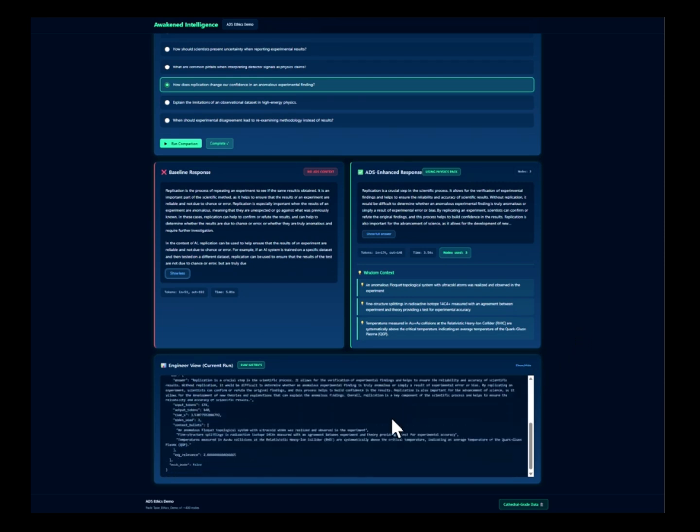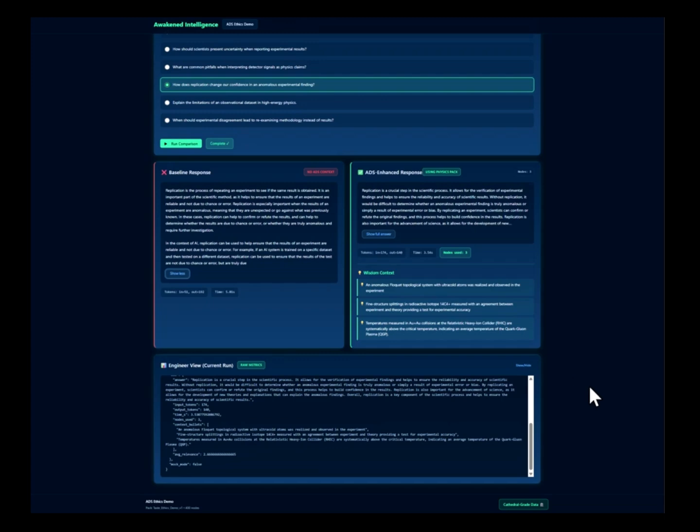Down here, ADS used 3 nodes. It's faster than the baseline and it stays tighter. That's what we want, not more words, more signal. And that's the theme across all three physics questions. Baseline gives you the general explanation. ADS keeps it closer to the lab. Measurements, uncertainty, and real examples.